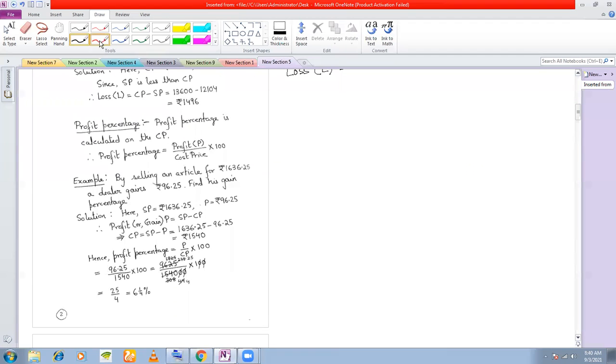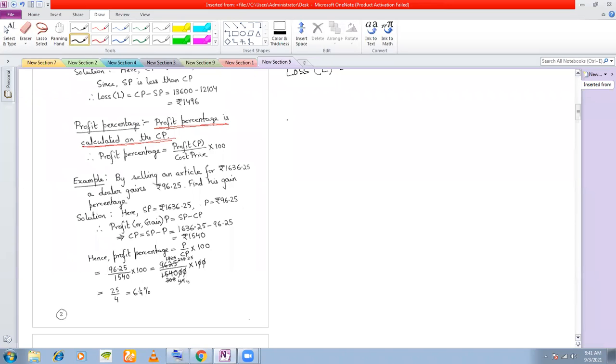Now you have to remember this very clearly. Profit percentage is calculated on the cost price. Not only profit, but loss percentage also is calculated on the cost price. Remember this sentence: profit percentage or loss percentage is calculated on the cost price always.